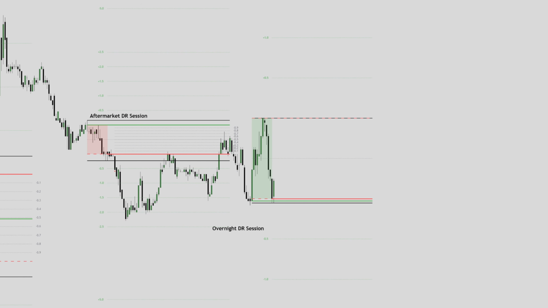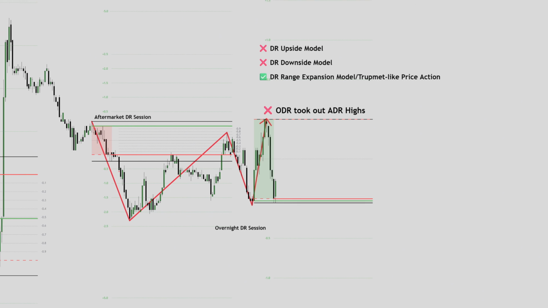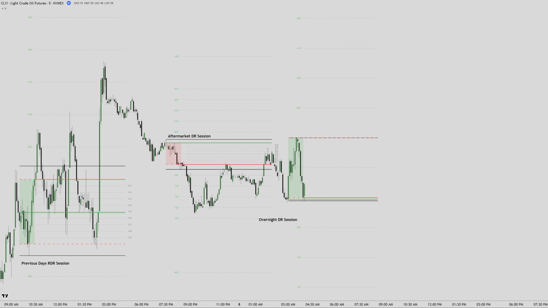Based on DR models, an upside and downside model is already broken. This should be clear to everyone. With the overnight DR session increasing in size compared to the aftermarket session, a DR range expansion model is intact, which gives strong signals for a potential trumpet-like price action already. To the left, there is the previous day's regular DR session high and also the aftermarket session highs and lows lining up with the current range.